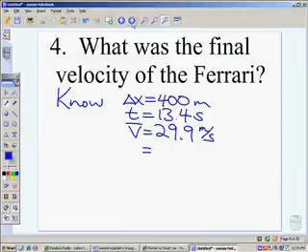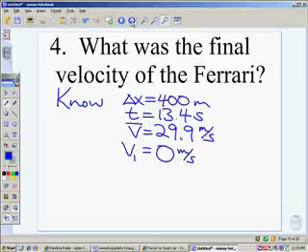So the final velocity of the Ferrari, what would that be? Well, we know this information. We also know another piece. Actually, we know a couple more. Can you think of the one that's going to be important here? It was that the initial velocity was 0.